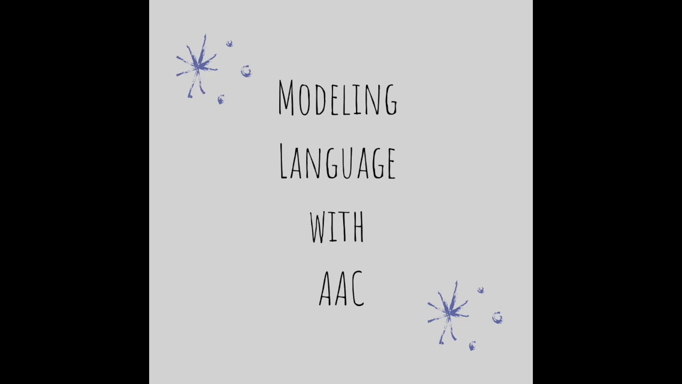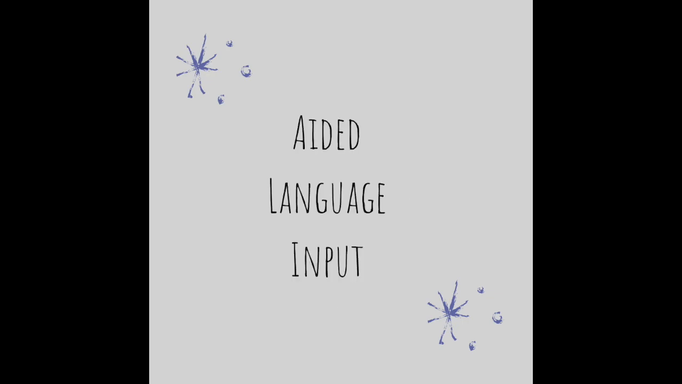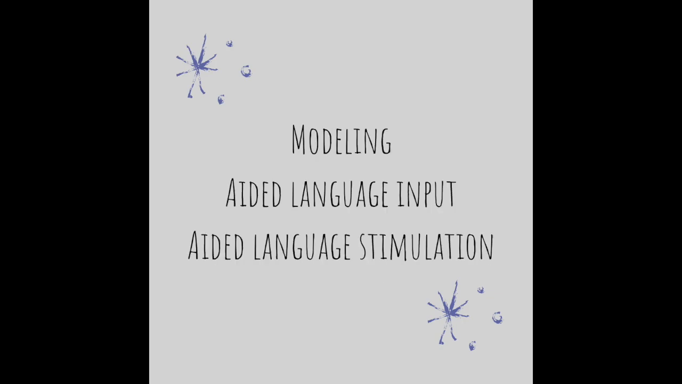In this video, we are going to talk about a very important strategy that all communication partners for emergent AAC users should use that goes by many names. Some of these names are modeling, aided language input, and aided language stimulation. They all mean the same thing. It's really more of a preference as to which word you use. Throughout this video, I am going to refer to it as modeling.